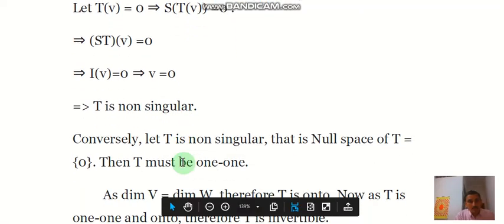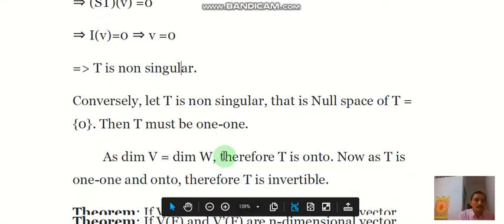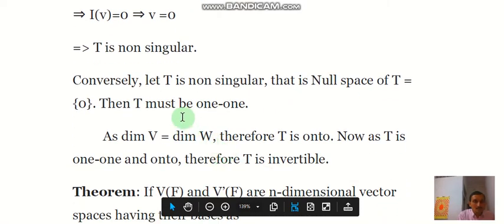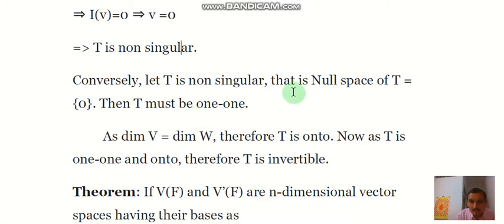Next we show the converse of this. Conversely, let T be non-singular, that is, the null space of T contains only the 0 element. Then T must be 1-1, as its kernel contains only the element 0. And as the dimension of V equals the dimension of W, T is onto. Now as T is 1-1 and onto, T is invertible.